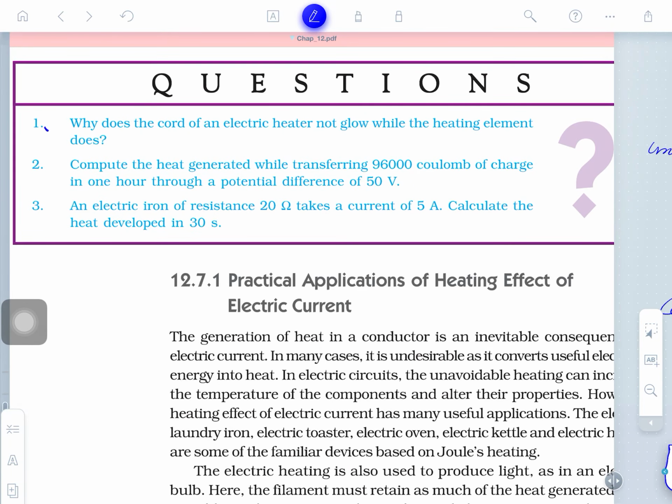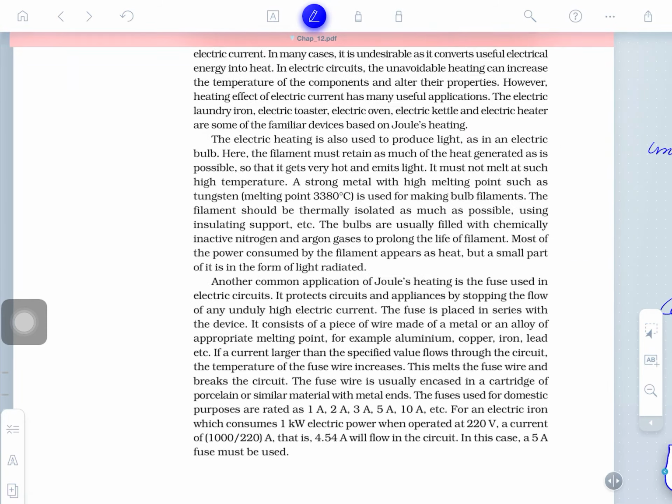Your assignment of the day is 1, 2, 3. You will solve this question. Tomorrow we'll finish the chapter.